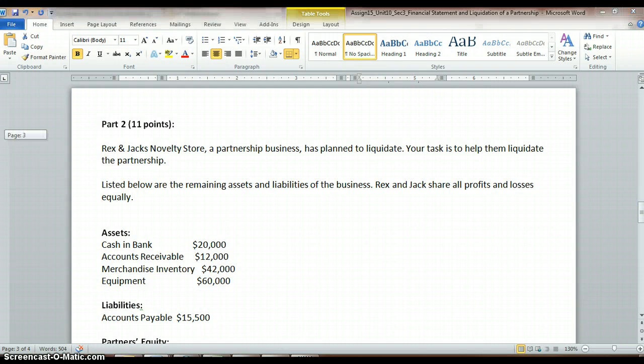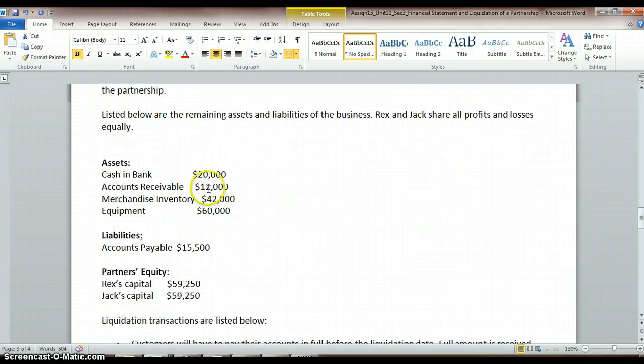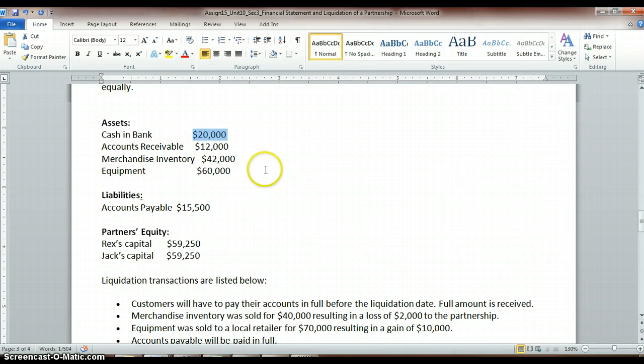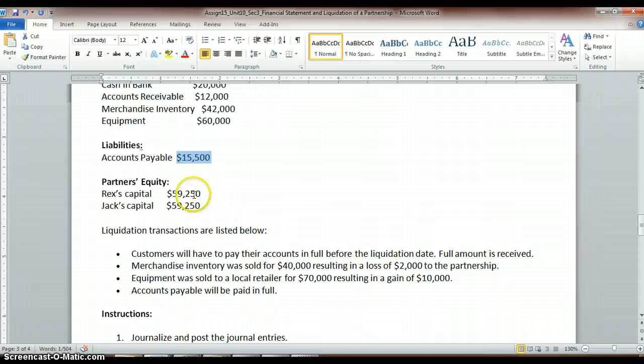Then looking at part 2, we have another business that has planned to liquidate. Our task is to help them liquidate the partnership. Below they give us the remaining assets and liabilities. Rex and Jack share all profits and losses equally, so that makes it a little easier. Here we have a cash and bank balance of $20,000. Accounts receivable $12,000. Merchandise inventory, equipment, accounts payable. So we still owe $15,500. And then it gives us the balance of each partner's capital account.